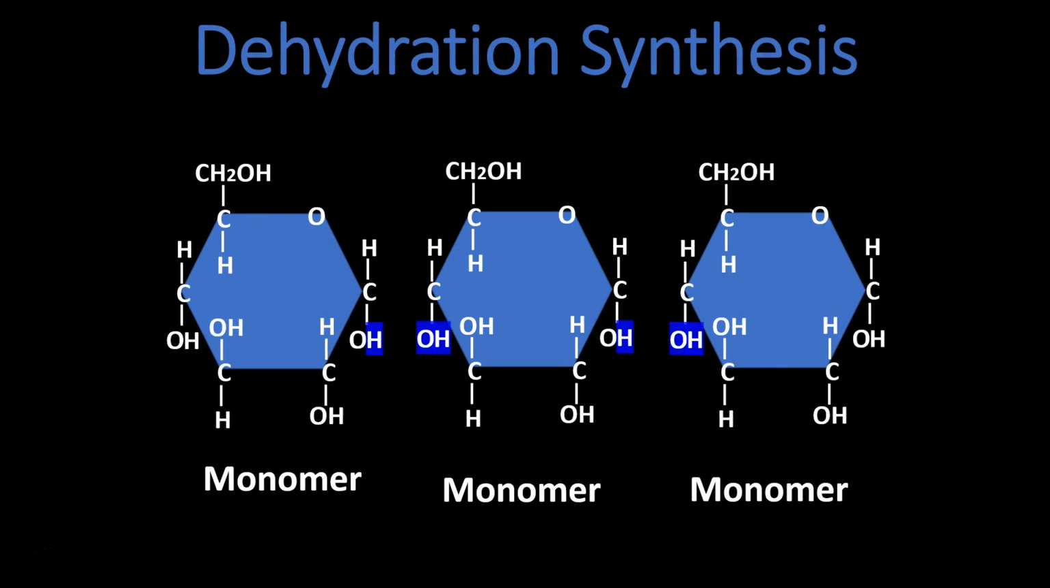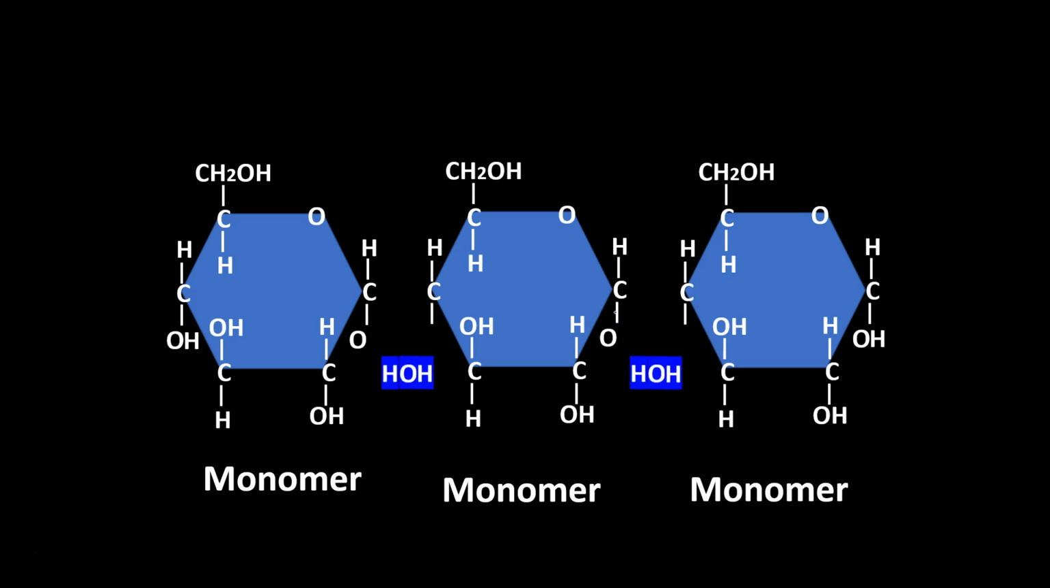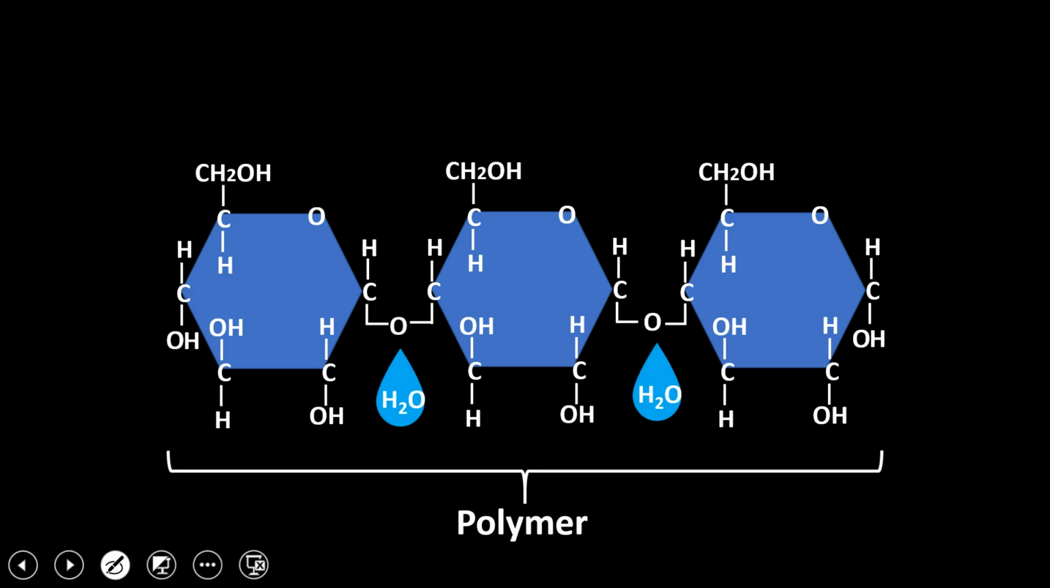we have 2 hydrogens and 1 oxygen for every bond site. They're going to leave. They're going to separate. These molecules are going to link by the oxygen. Water is going to be lost, and this whole polymer is now made. Okay, that's dehydration synthesis. Dehydration means to lose water. Synthesis means to make. And we just made a polymer.